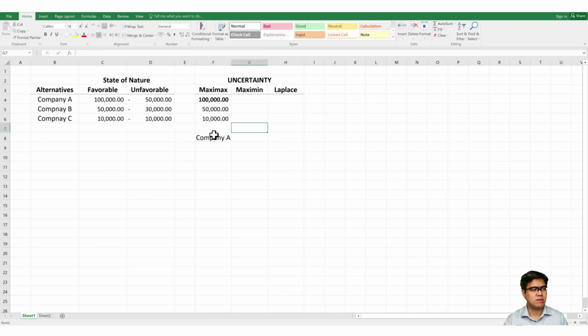Now, for the Maximin Criteria, it's the complete opposite. So you're risk averse. So you're a pessimist type of person. So given the different states of nature here, you tend to look at the unfavorable outcome. So you're risk averse, and you select based on the unfavorable outcome here.